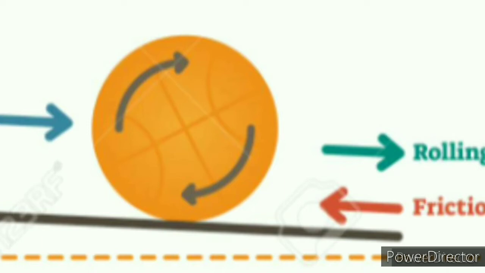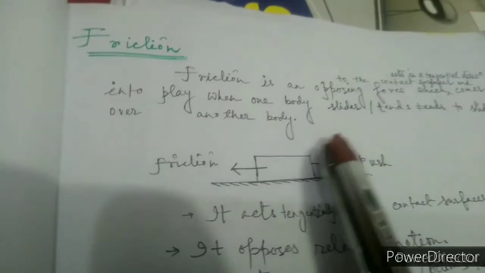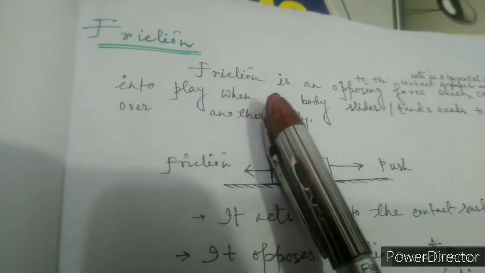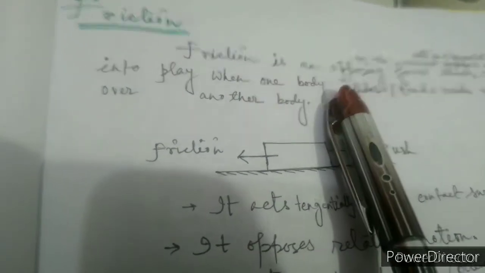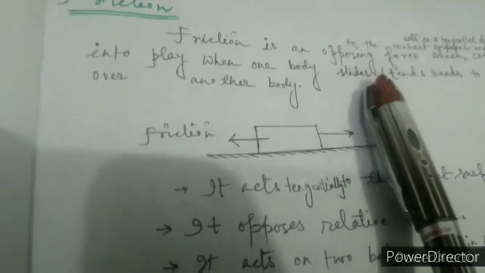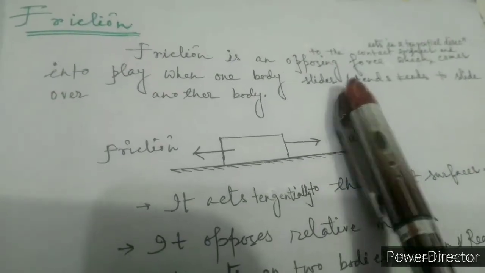The force which is opposing the motion of the ball is known as the frictional force. And this frictional force always opposes the relative motion of the two bodies. Okay. Now let me come to the definition of frictional force. Friction is an opposing force. You already know what friction is. It is an opposing force because it opposes the relative motion of two bodies.